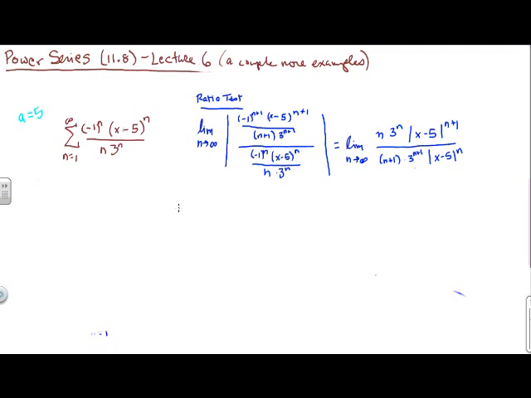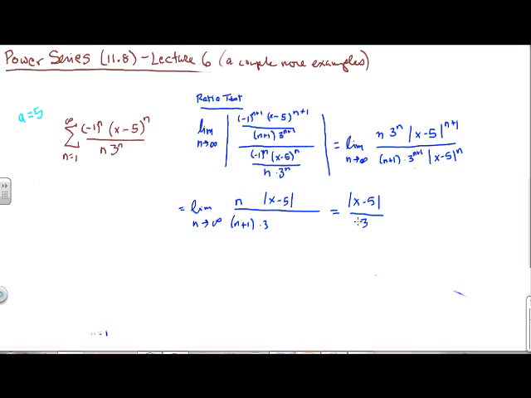And this simplifies to what? This simplifies to the limit as n goes to infinity of, okay, well, 3^n over 3^(n+1) is 1 over 3, right? So I get n over (n + 1) times 3, and then the (x - 5)^(n+1) over (x - 5)^n is just x minus 5. And now I can evaluate this limit. n over n plus 1 goes to 1, and everything else is fixed with respect to n, so I get the absolute value of x minus 5, over 3.